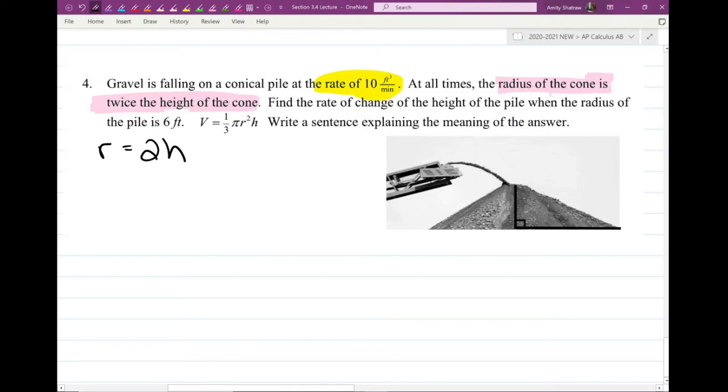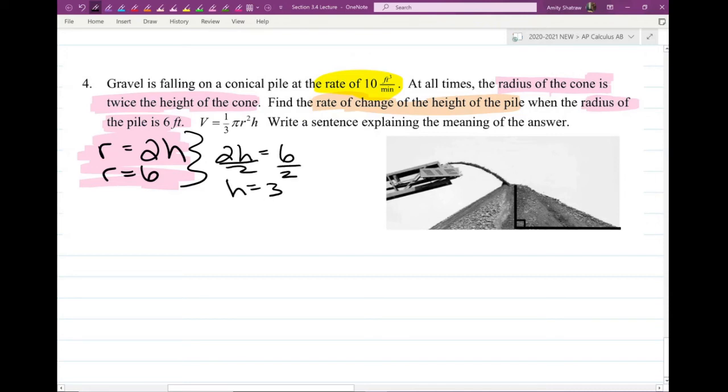Find the rate of change of the height of the pile when the radius of the pile is 6 feet. So I'm writing down pink stuff. The radius is going to be 6 feet at some moment. And it looks to me like I now have an equation I could solve for h pretty quickly. 2h equals 6, divide by 2, and I'll find out that h equals 3. So that's good to know.